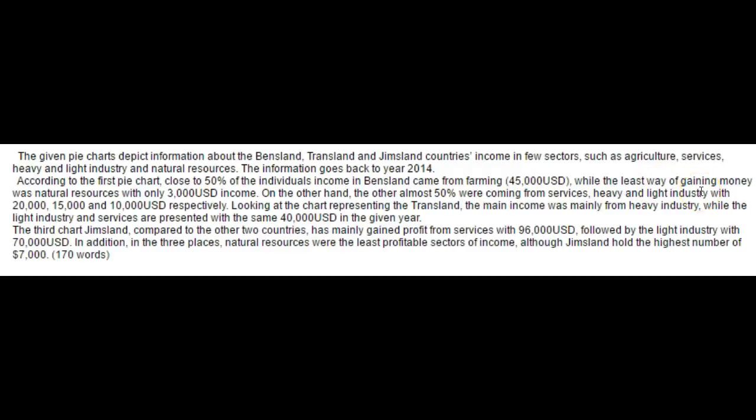Because we need to make it clear that we're referring to different categories. When we write it this way, it sounds like we're saying services is one category and heavy and light industry is another category. So we should say heavy industry, light industry and services with 20,000, 15,000 and 10,000 USD respectively. That's correct.